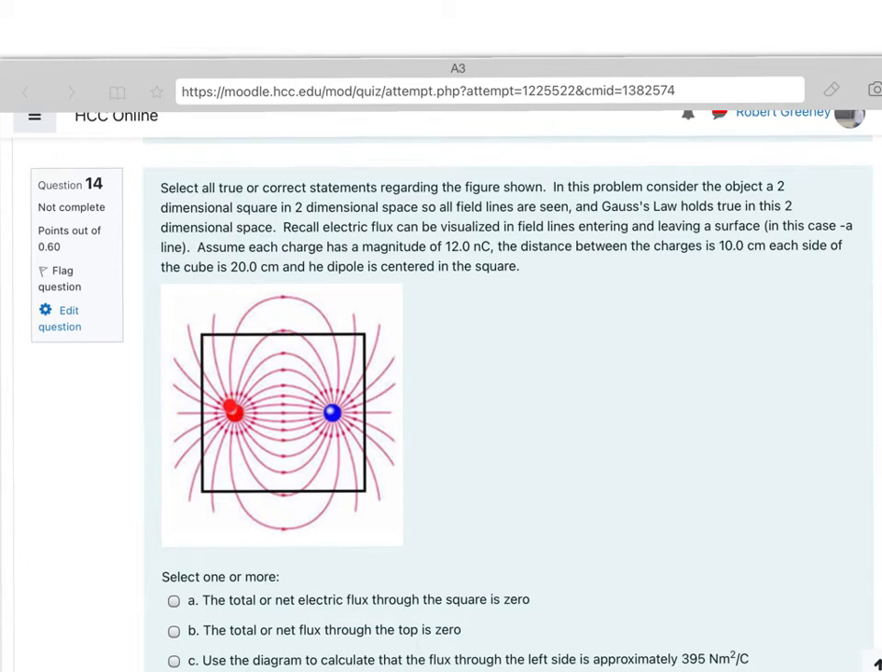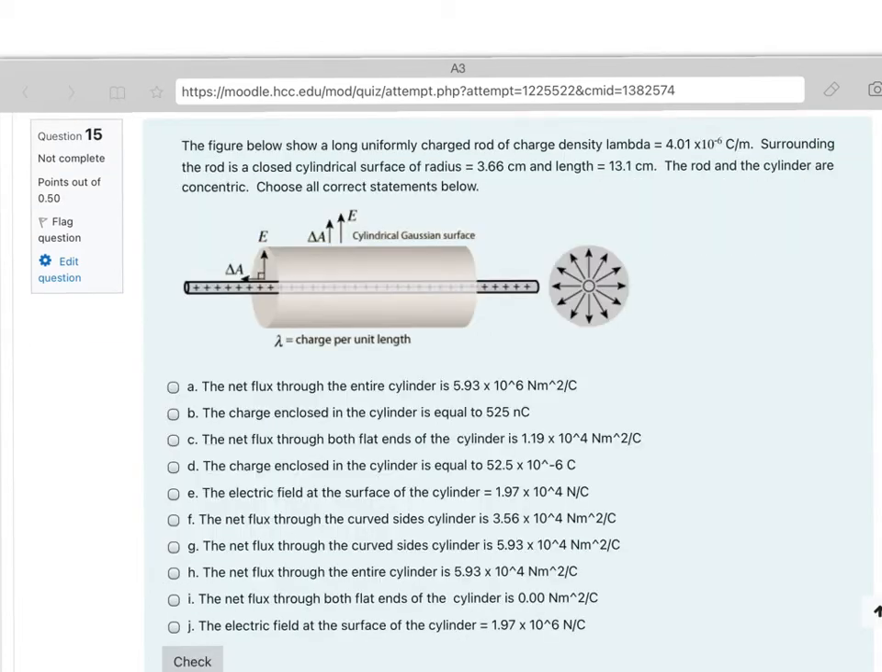But here, 1, 2, 3, 4, 5, 6, 7 field lines leave, and here 7 field lines enter. So there's a net flux out of here and an equal net flux in here. And you can get an estimate of what that is given the numbers and given the proportion of the lines.